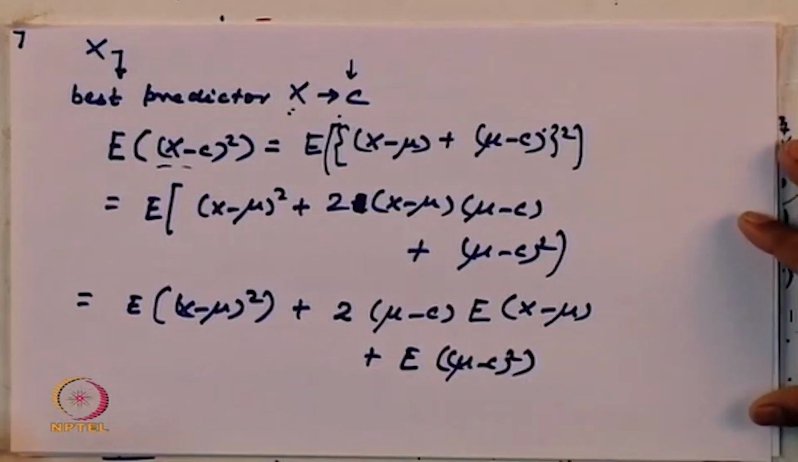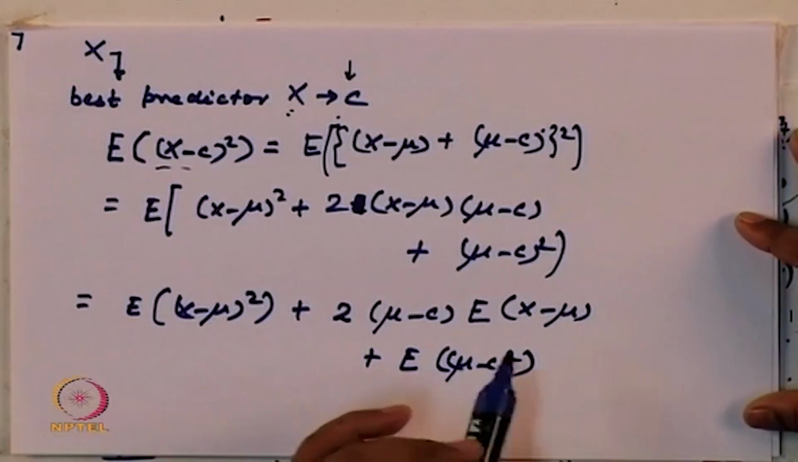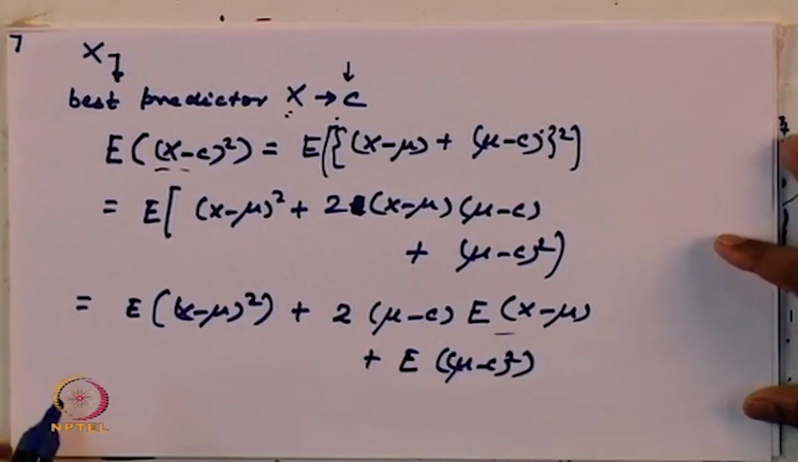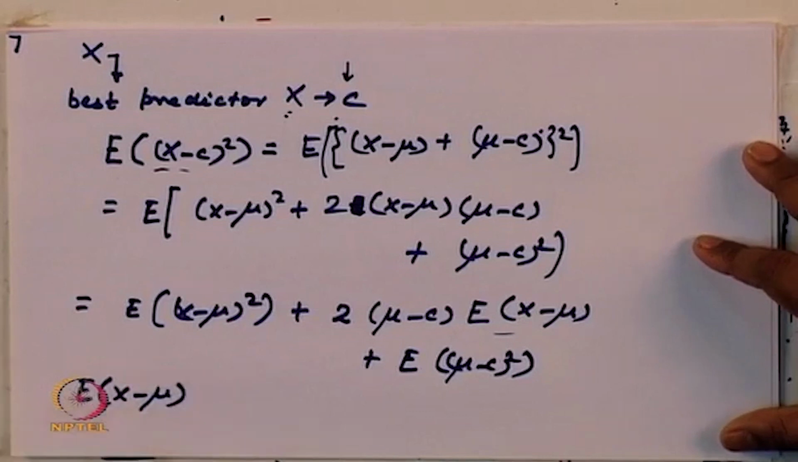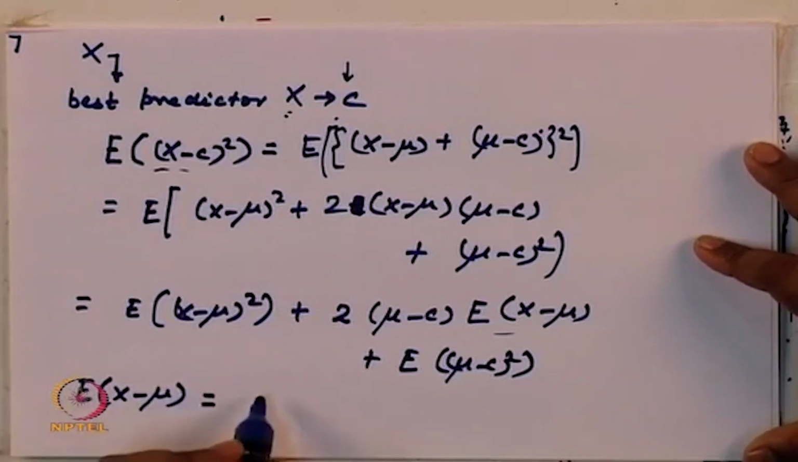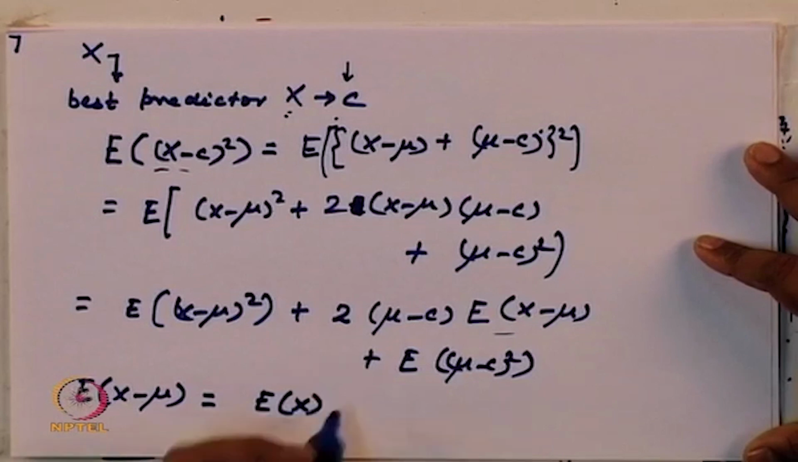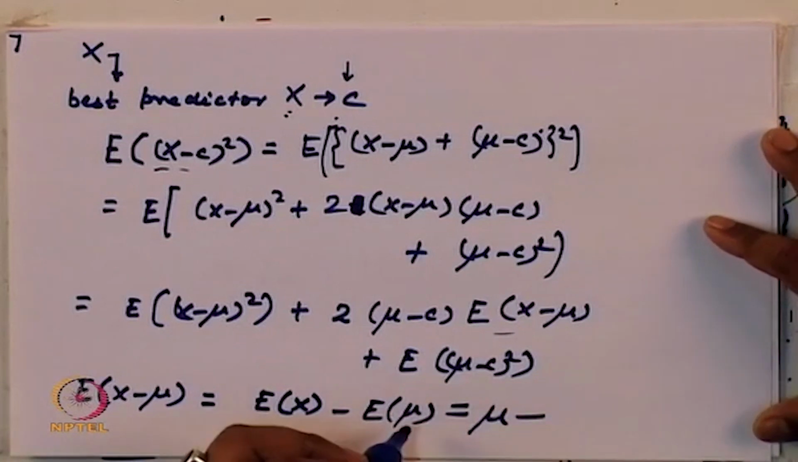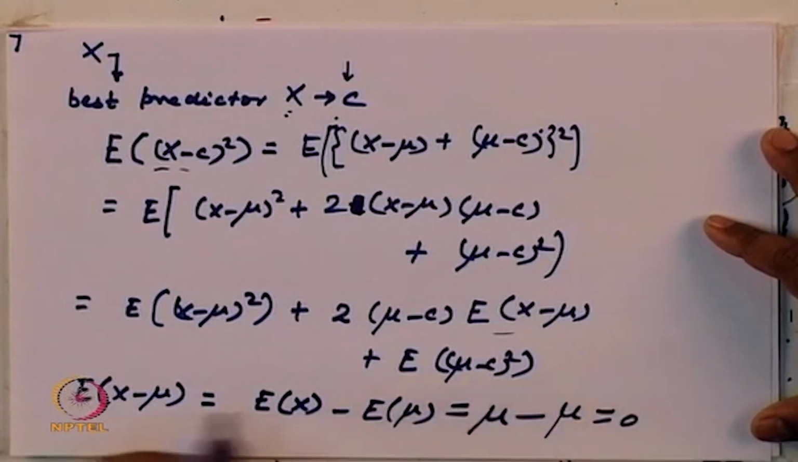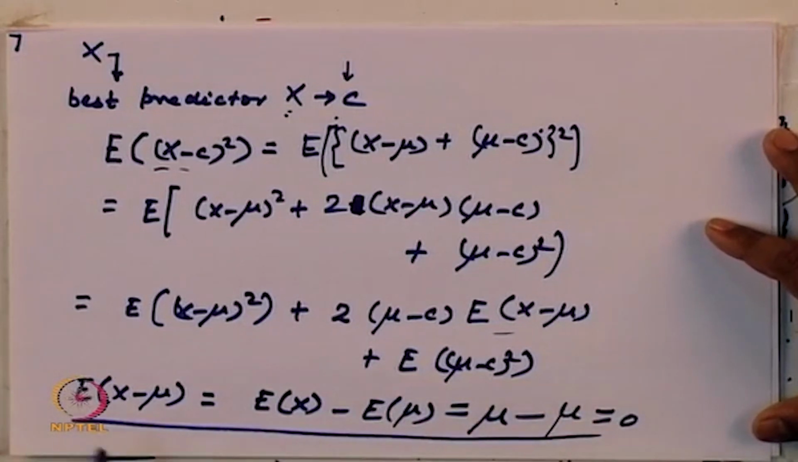I have the following expression. Now, what is the value of the expectation of x minus mu? The expectation of x minus mu is equal to the expectation of x minus the expectation of mu. What is the expectation of x? It is mu. What is the expectation of mu? Mu is a constant, so the expectation of mu is mu. So the expectation of x minus mu is simply equal to 0. So we can write this expression.